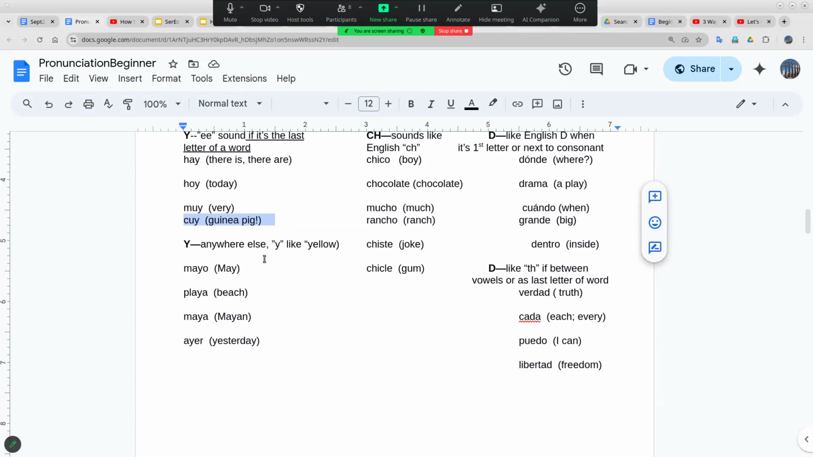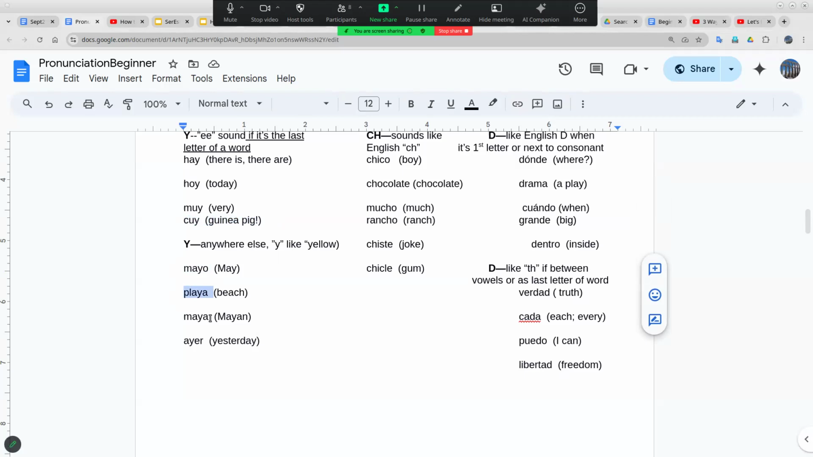Now, if the letter Y comes any place else in the word, if it's not the last letter, if it's in the middle, or if it starts the word, it'll sound like the English Y. So this is not tough to practice, right? And we're going to reinforce some of our vowel practice as we do these new words. Mayo. Just like you expect. Mayo, the word for the month of May.